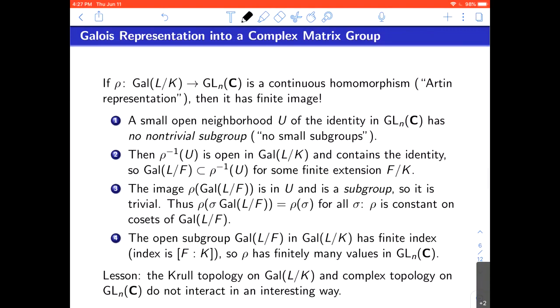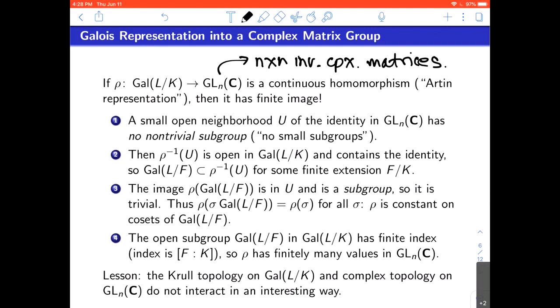These kinds of homomorphisms show up when you're defining, for example, Artin L-functions. And so these are called Artin representations. It just means a continuous homomorphism to GL_n of the complex numbers, so the n by n invertible complex matrices. And so why does a continuous homomorphism from an infinite Galois group have a finite image?